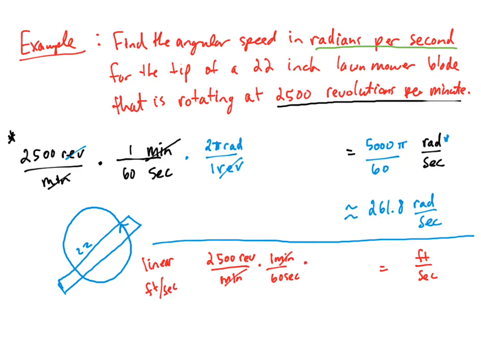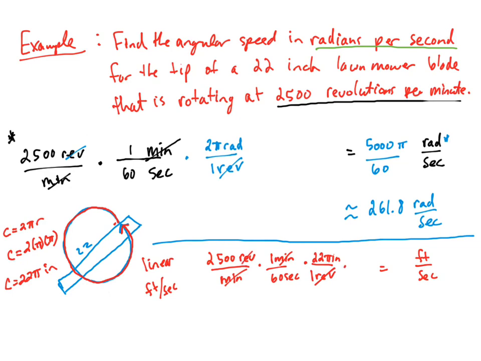So how many feet have been traveled in 1 revolution? If I go back to my lawnmower drawing, how far has that lawnmower blade traveled in 1 revolution? That distance we call the circumference. The circumference is equal to 2 times pi times the radius. The radius is 11, so 2 times pi times 11, so 22 pi. And we were in inches, so this is going to be in inches. So 1 revolution is equal to 22 pi inches. That'll get the revolutions to cancel.